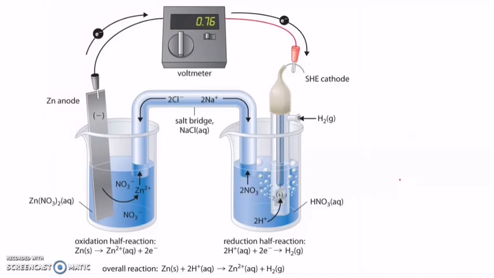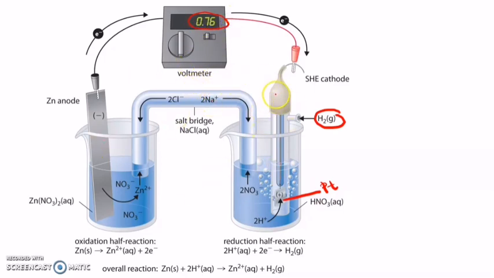Let's have a further look at this cell. If you look at this cell, we connect SHE, this is the hydrogen electrode. The hydrogen electrode is hydrogen gas with platinum as our electrode. This is our platinum. And an acid electrolyte. In this diagram, we use HNO3 as our electrolyte. When we connect this SHE with another electrode, we can get a value on the voltmeter.